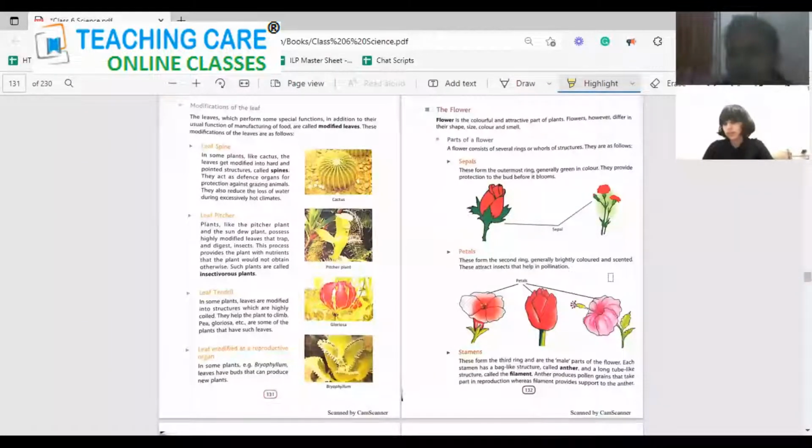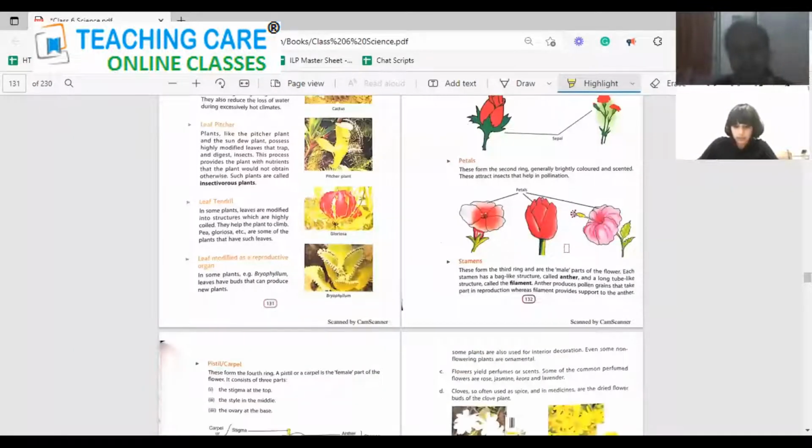Next, we'll see about the stamens. These are the third ring. The first ring is the sepal. The second ring is the petal. The third ring is the stamens. The stamens are the male part, the male part of the flower.